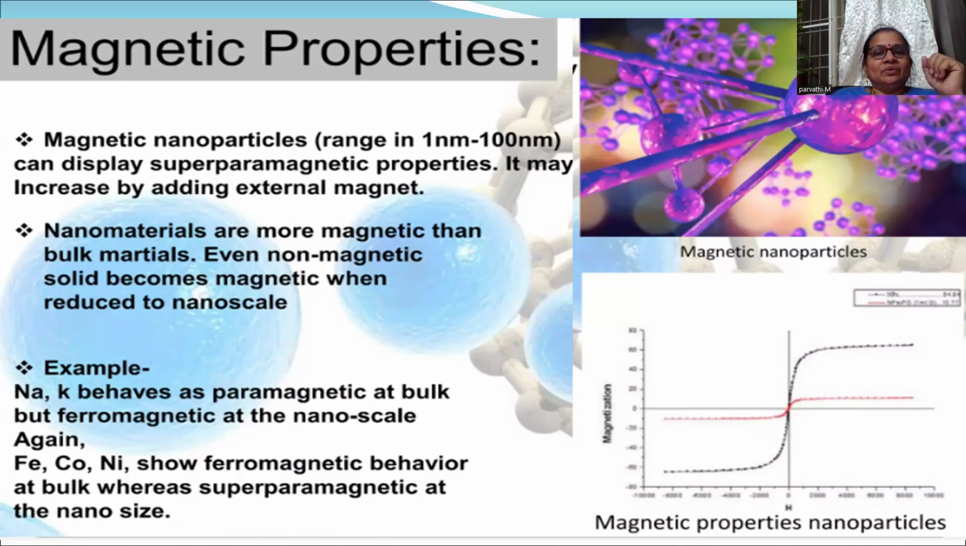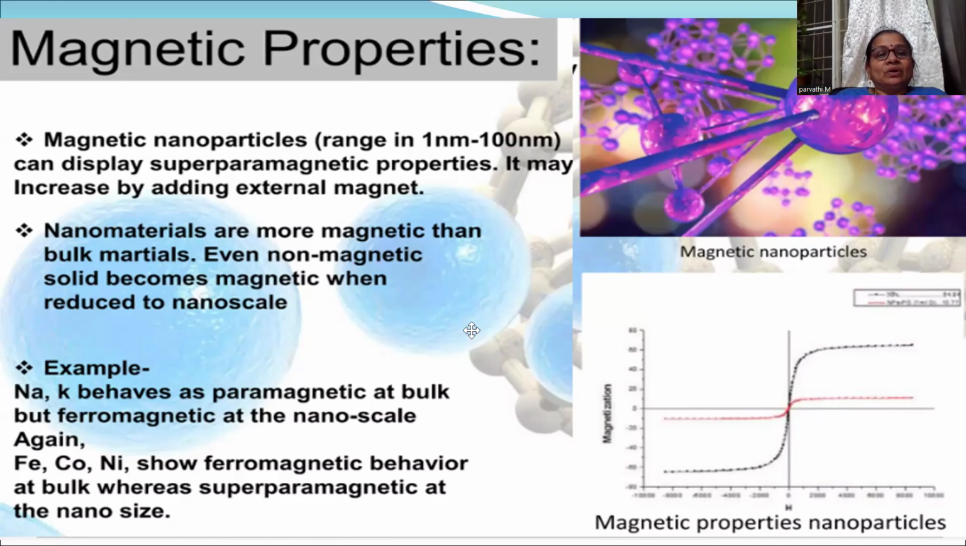So nanomaterials are more magnetic than bulk materials. A bulk magnet can hardly move other particles to attract them, whereas tiny particles are very easy to move and revolve around any other magnet. So easily they can be moved from one position to another. Nanomaterials are more magnetic than bulk materials.